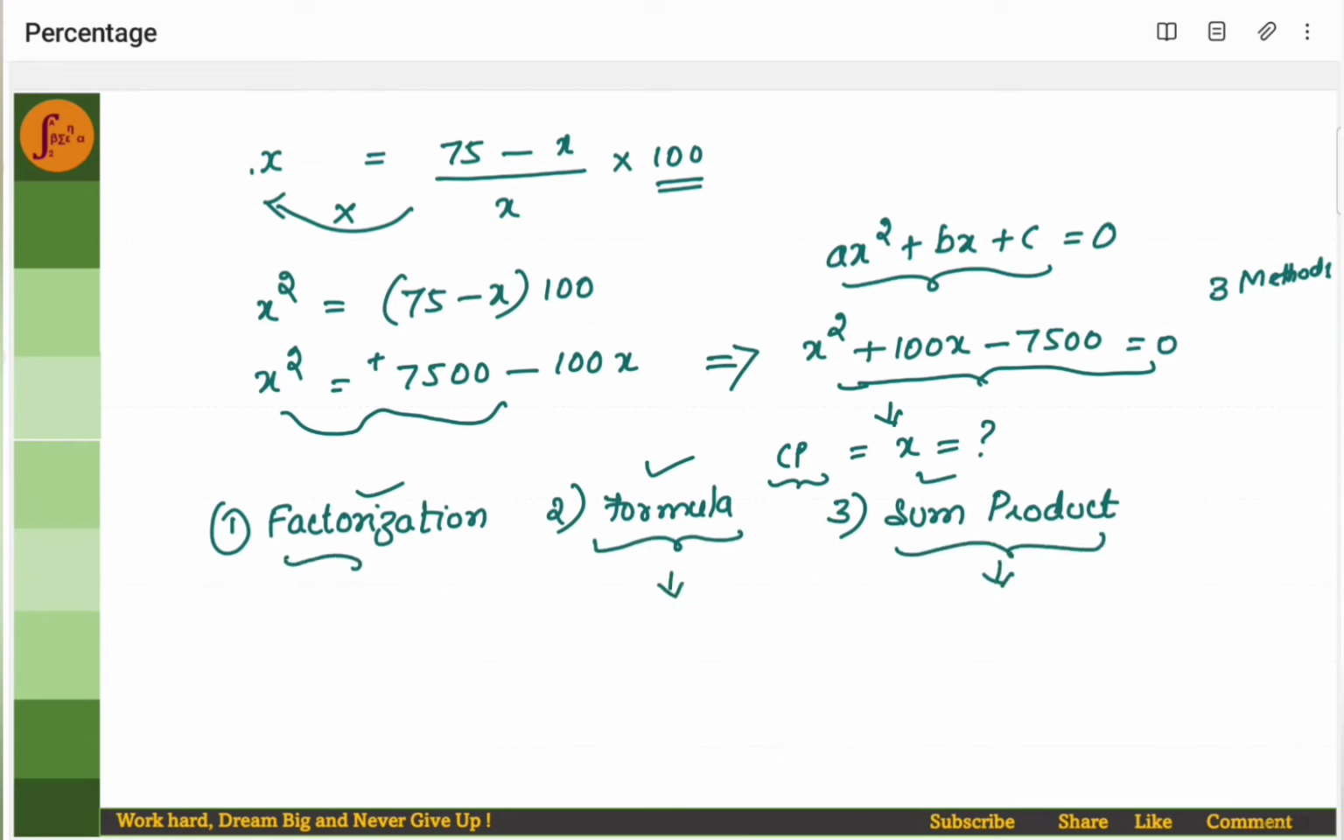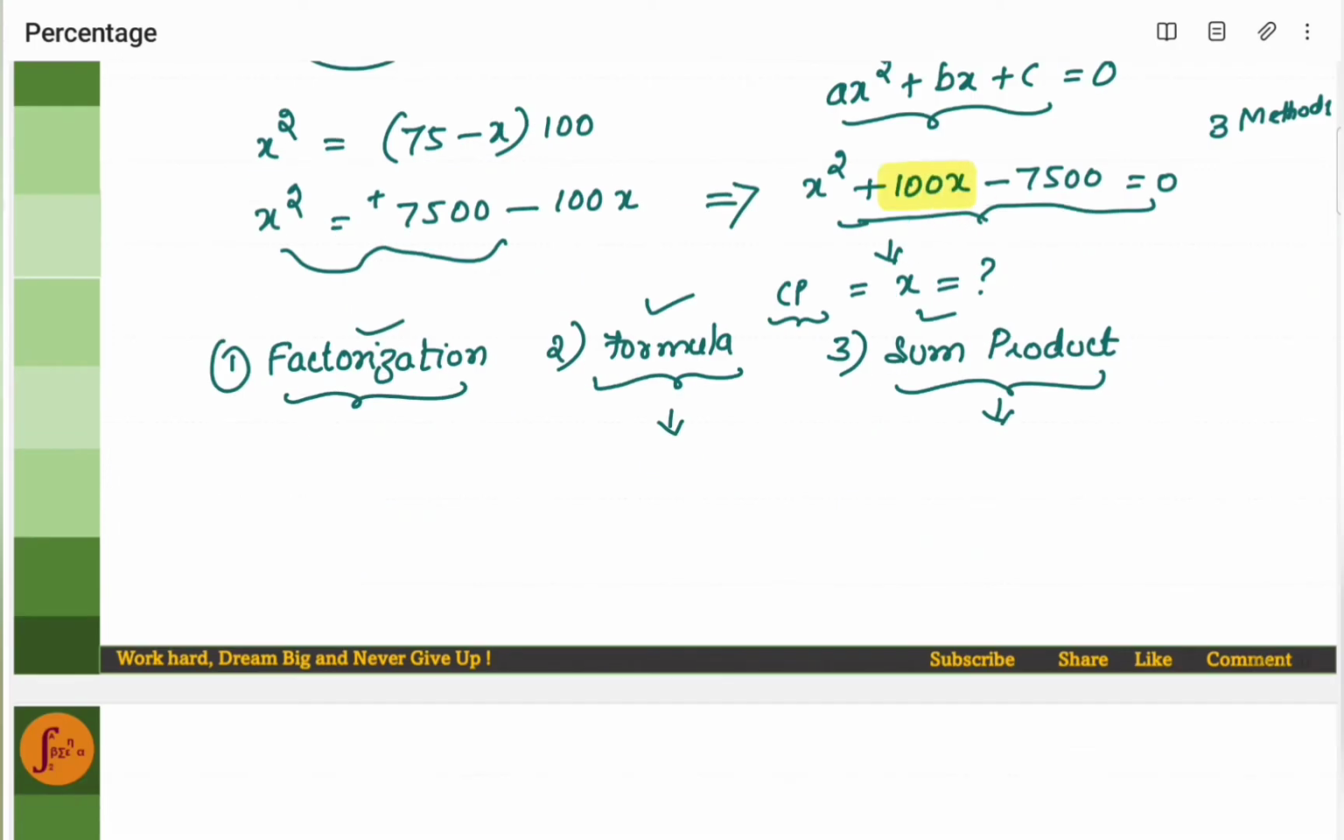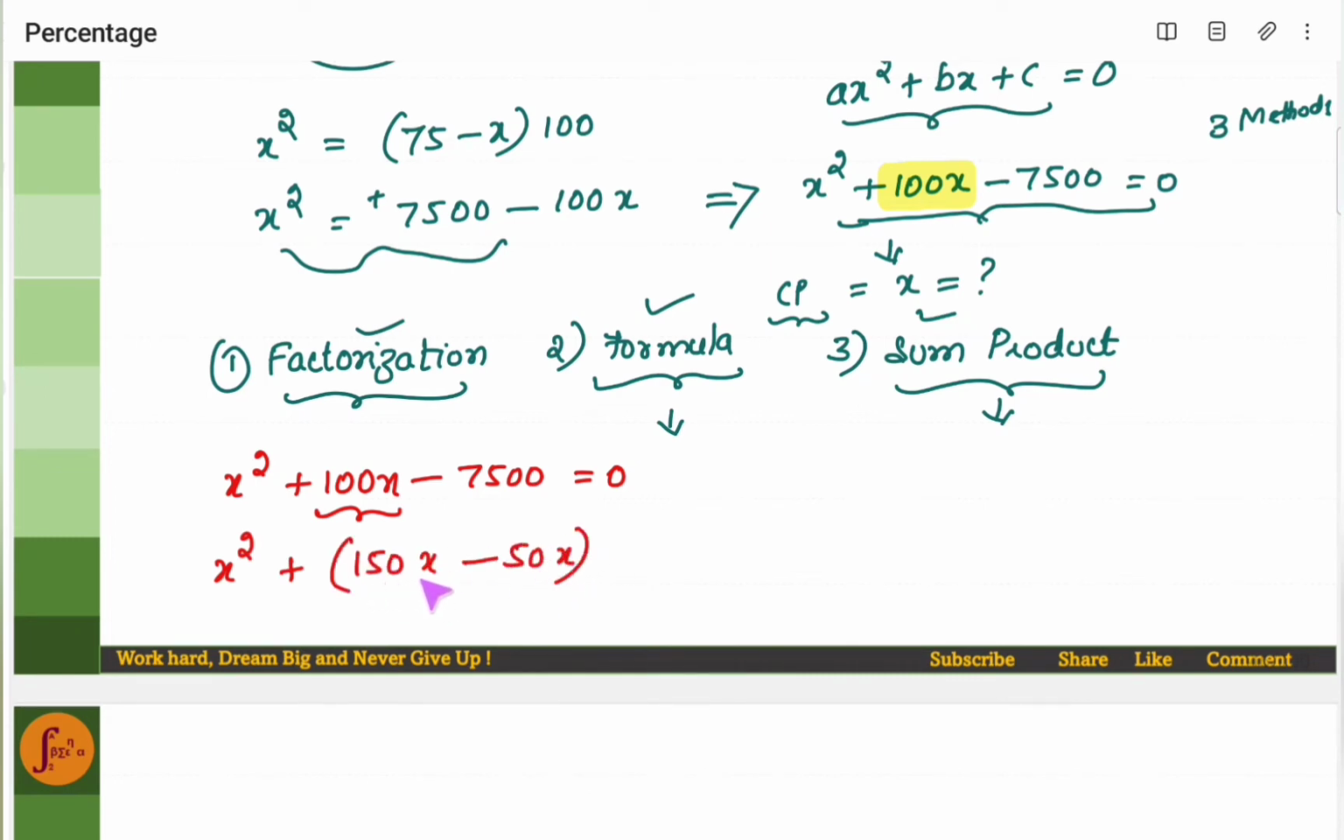If I were to factorize, I have to split this term with x into two terms and then take common factor. Say, I'll have to take this as x square plus 100x minus 7500. I have to split it in such a way that I can take common factor out. That is, I can write 100x as 150x minus 50x, because 150x minus 50x is 100x. And then let me take this 7500 as is.